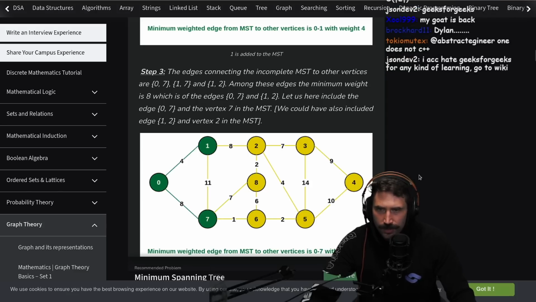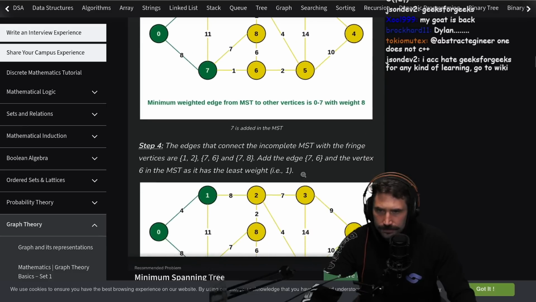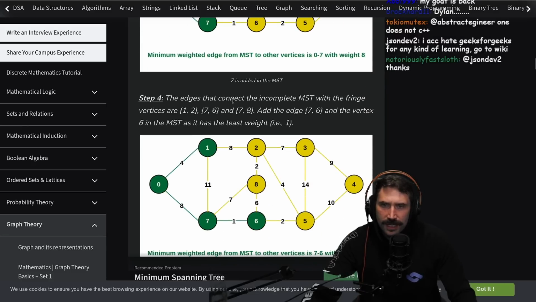We could have also included 1 and 2. Let's see, 1 to 2. Is this 1 to 2? No, that's 1 to 7. All right. The edges that connect the incomplete MST with the fringe vertices are these ones.